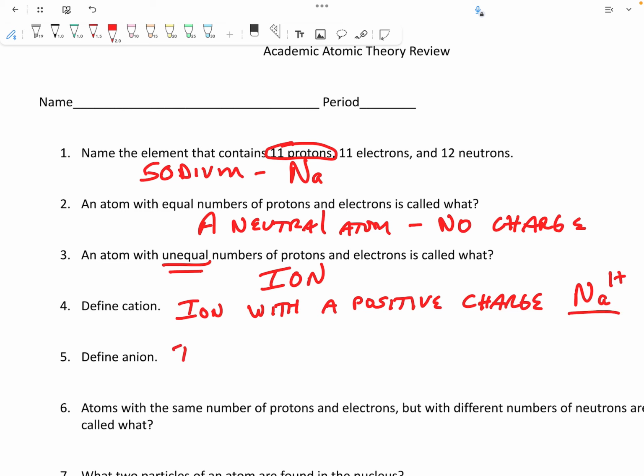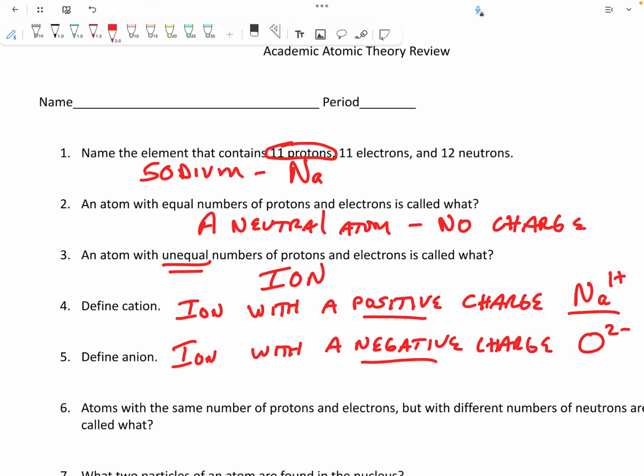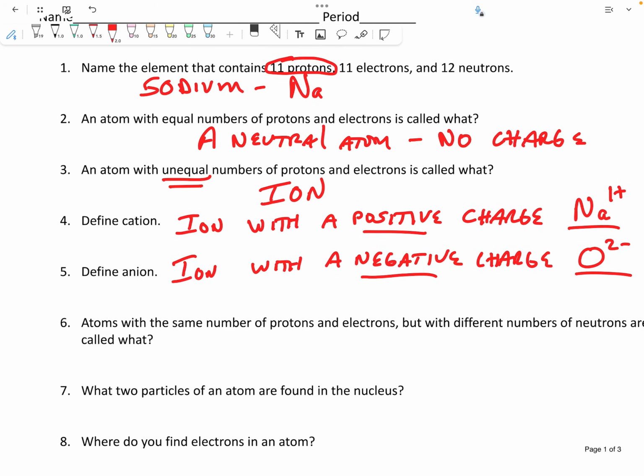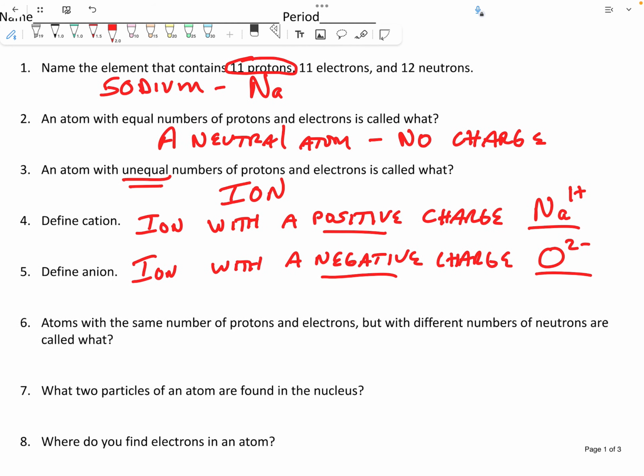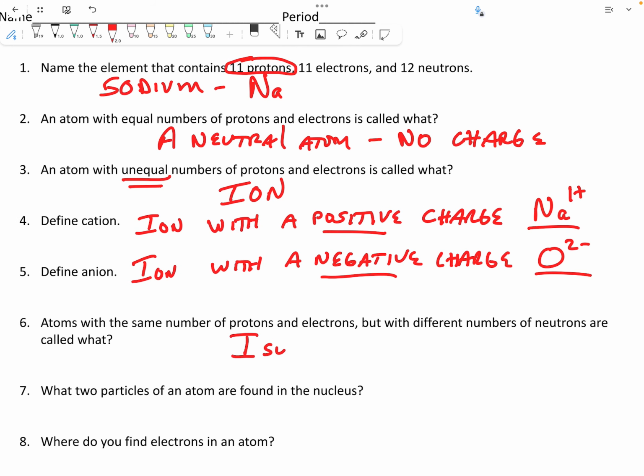An anion is an ion with a negative charge. Okay. Positive charge for the cation. Negative ion is an anion. And that would be something like oxygen, and we'd say 2- for that one. Okay. Examples for both. Atoms with the same number of protons and electrons but with different numbers of neutrons are called isotopes. The mass is different because different numbers of neutrons, and that is the key.